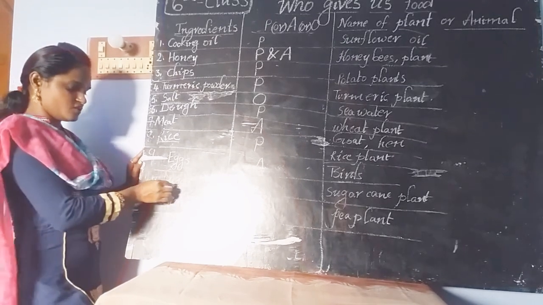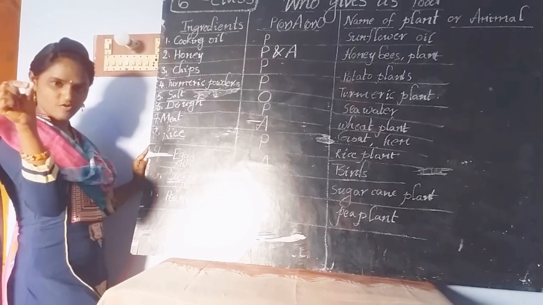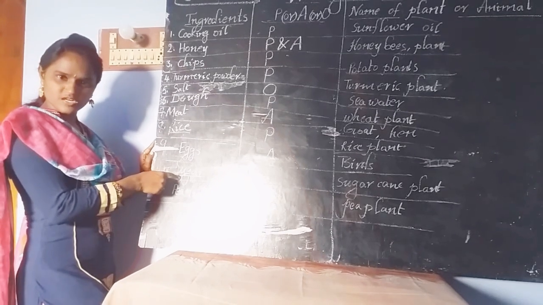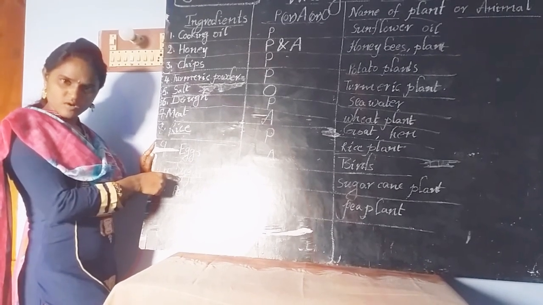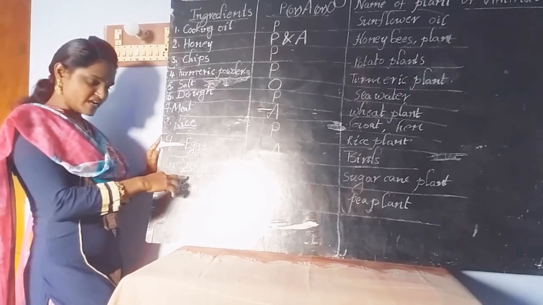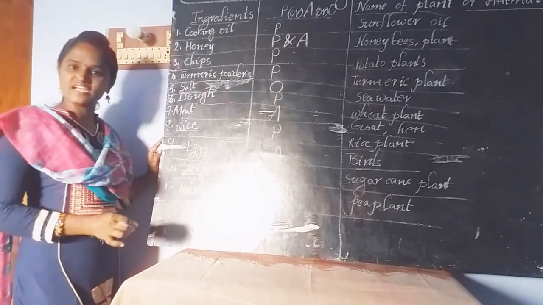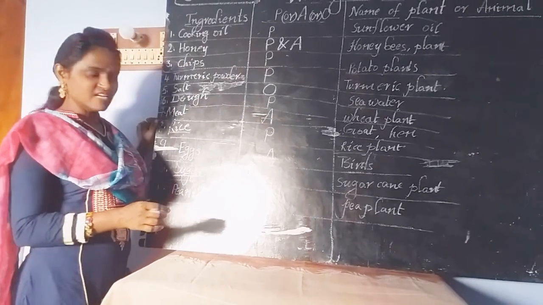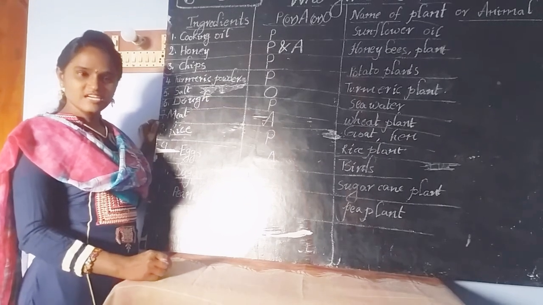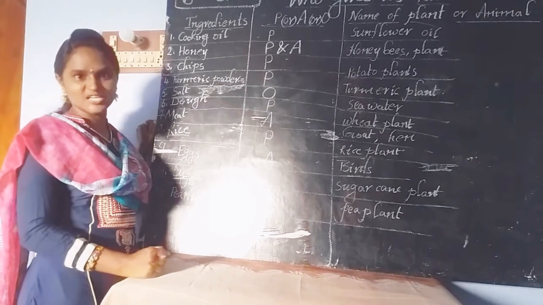Then move to the next one, sugar. By listening to the word sugar, you may remember the sugar is in the form of crystals, like salt. Are we able to get the sugar from seawater? No. Are we able to get it from any other sources? No. We are able to get the sugar from plants. How are we able to get the sugar from plants? With the help of sugarcane plants. Sugarcane plants.